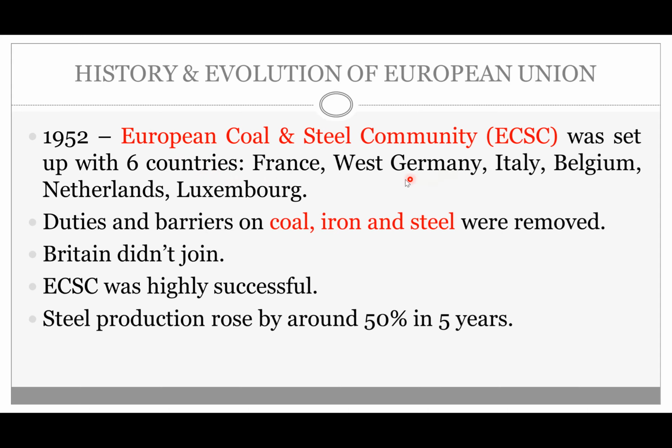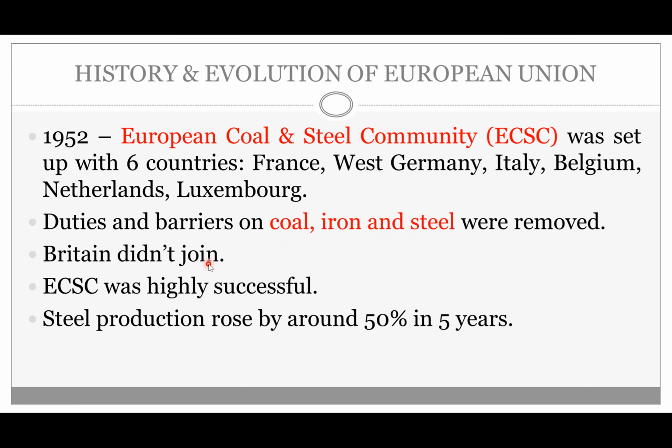That is why I told you in the first 2 minutes that Germany was divided till 1990 into 2 parts, West Germany and East Germany. That is altogether a different story of Cold War after the Second World War ended. So France, West Germany, Italy, Belgium, Netherlands, Luxembourg, all these countries were part of European Coal and Steel Community. This is important, so you need to keep this in your mind. ECSC. Duty barriers were removed on coal, iron and steel.